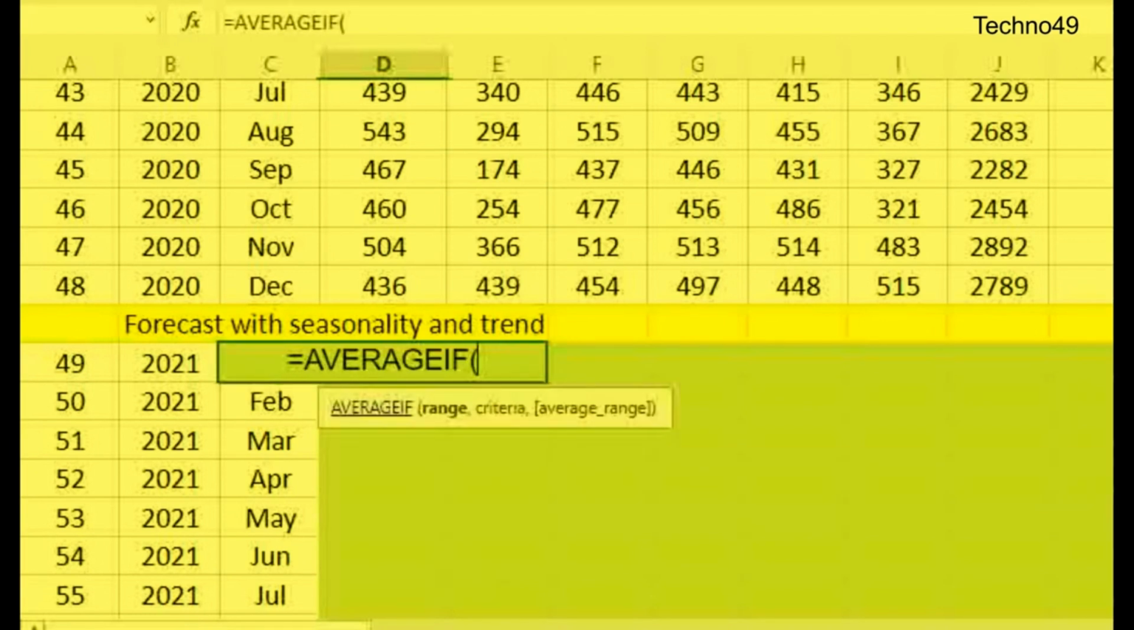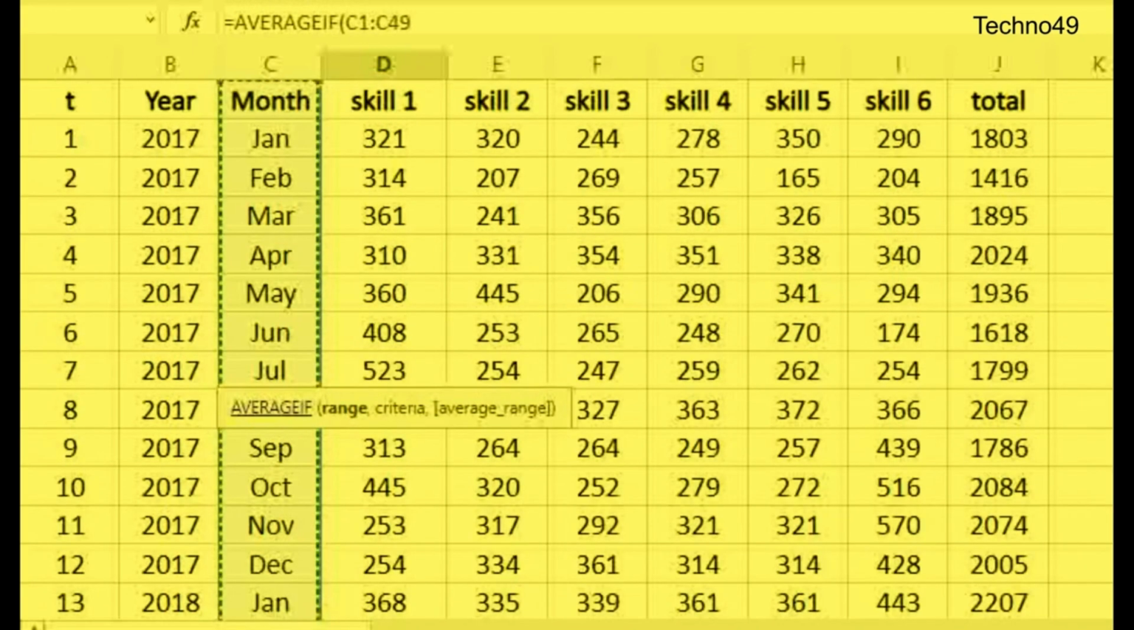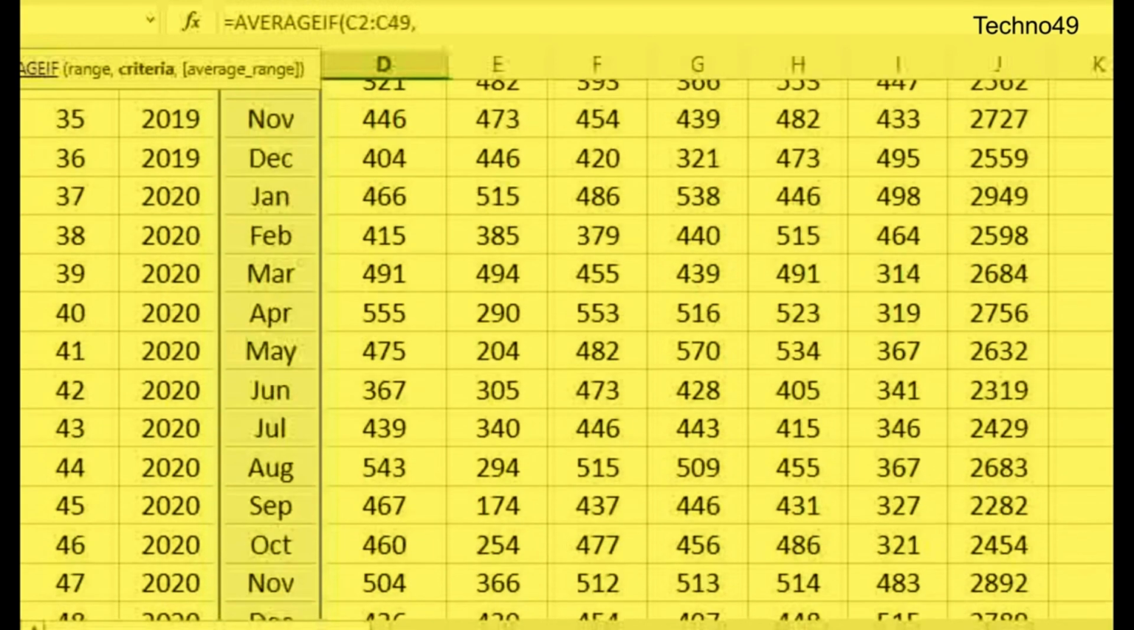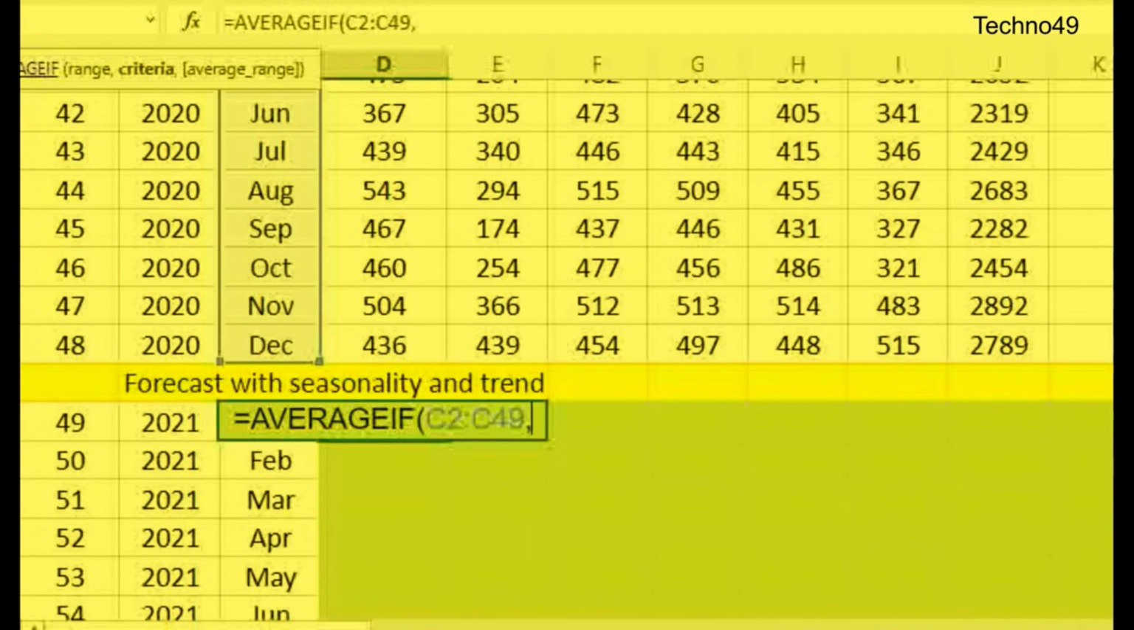So it says that range. So we want the range of the months for the previous, for the historical months. And then we want the criteria. What should be the criteria? Your criteria would be the first month of your projecting volume.